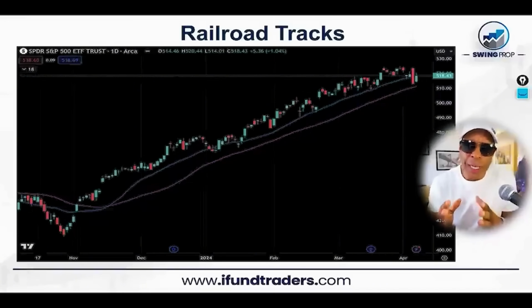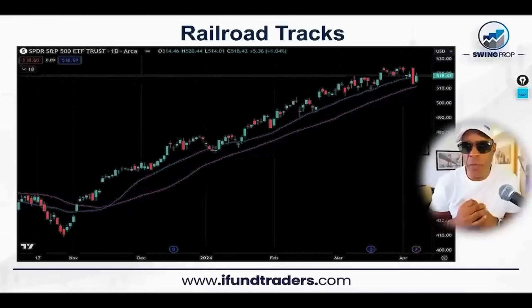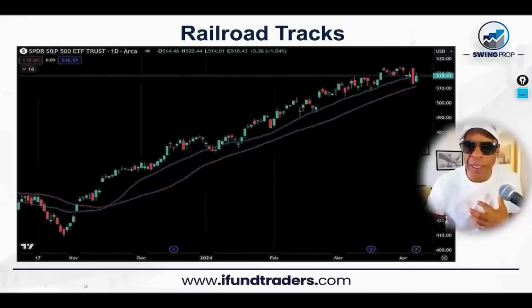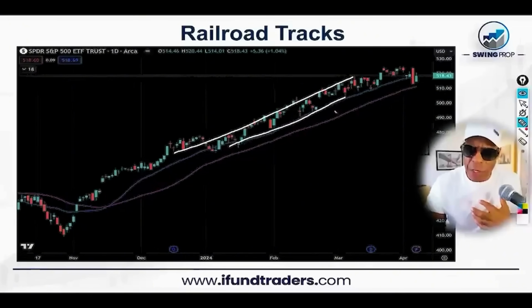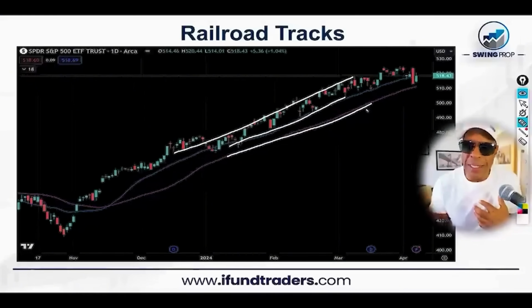Now, I want you to look at the railroad track nature of those two moving averages. Look at how they're almost parallel to each other. And look at how the trajectory of all three items is relatively the same. So the angle of your item is the same angle as your 20, the same angle as your 40. Guys, when you get this three-pronged railroad track-like formation, there are several things that are very important to understand.